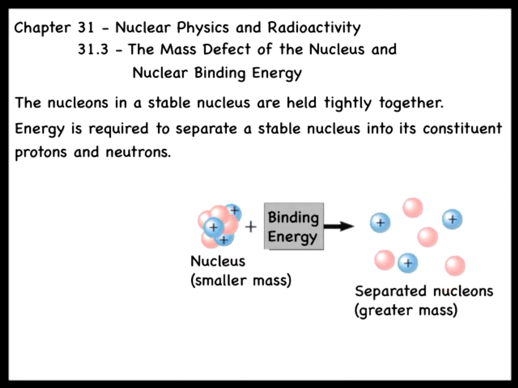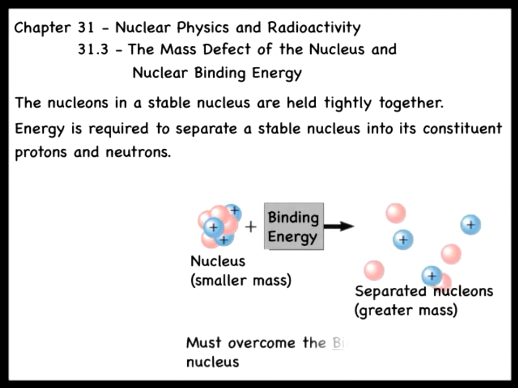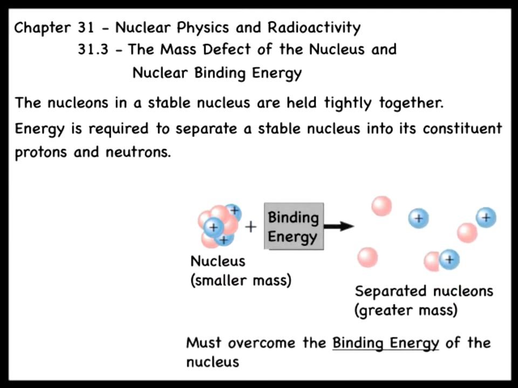We encountered a similar situation in our study of atomic structure in the photoelectric effect. There, we observed that a minimum amount of energy was required to remove an electron bound to an atom in a metal. This binding energy of the electron to the metal was called the work function. Its typical value was a few electron volts. We will see that the nuclear binding energy is millions of times greater.